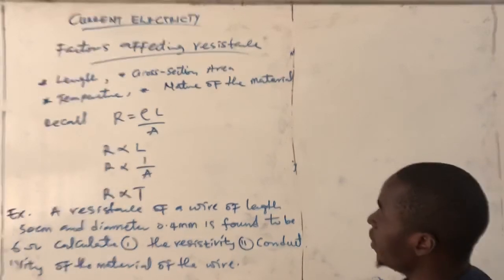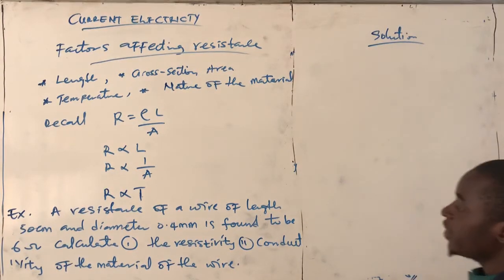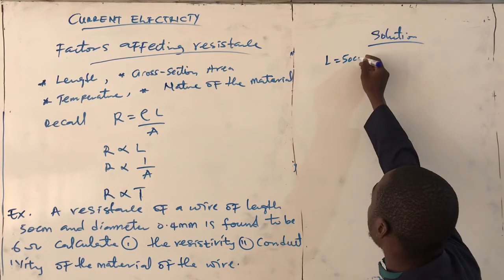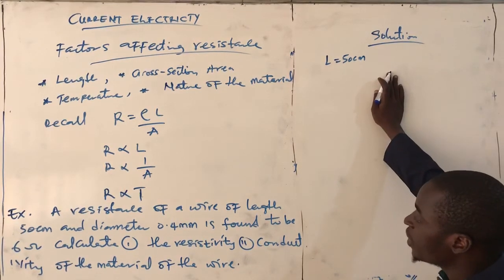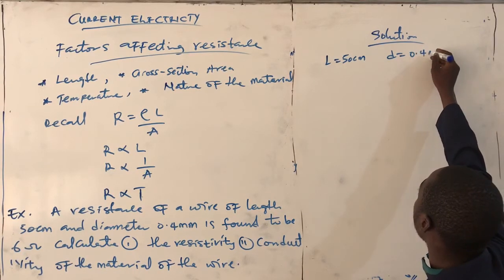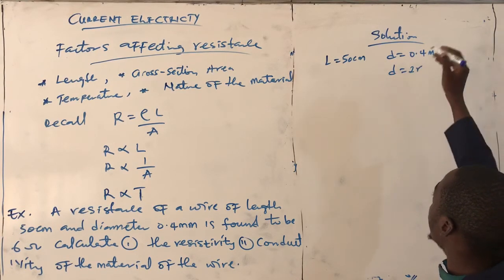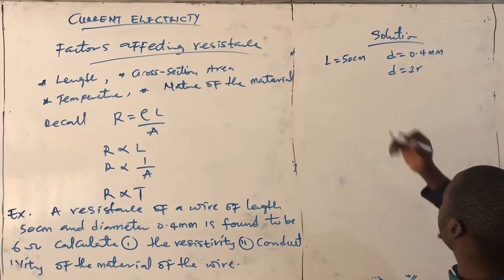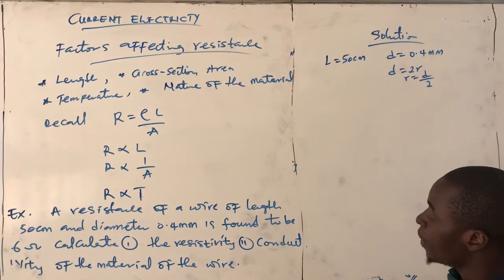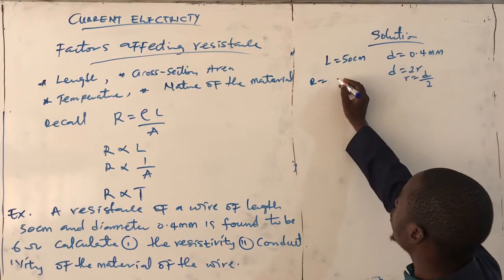Now, let's look at this question. The resistance of a wire of length 50 centimeter and a diameter of 0.4 millimeter. We know that diameter is equal to 2r, so radius is equal to diameter over 2. The resistance is found to be 6 ohm.